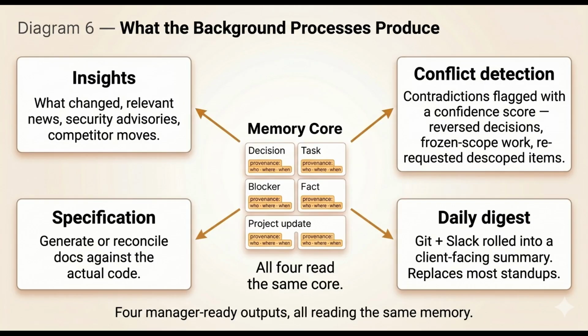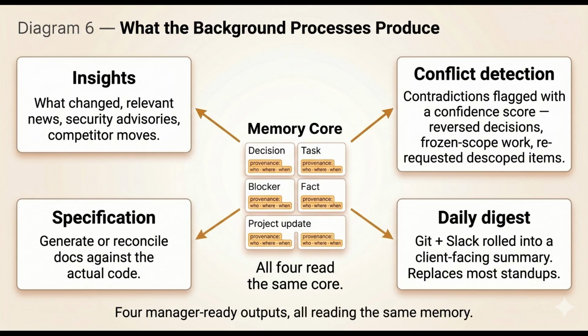The second layer is the background processes. These run continuously and turn the raw memory into things a manager actually wants. Insight generation watches the project and surfaces what changed. External news relevant to your stack, security advisories, and competitor moves. The conflict subsystem reads across all the memories and flags contradictions, a reverse decision, work on frozen scope, a request for something already descoped with a confidence score, and only surfaces the high confidence ones.